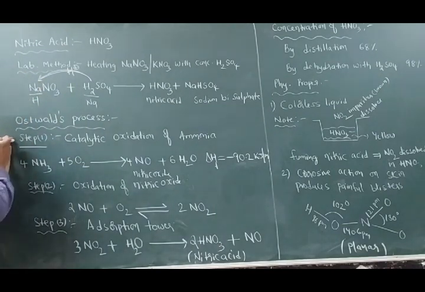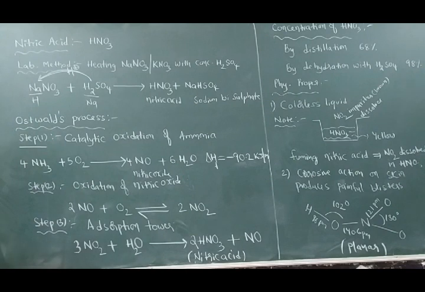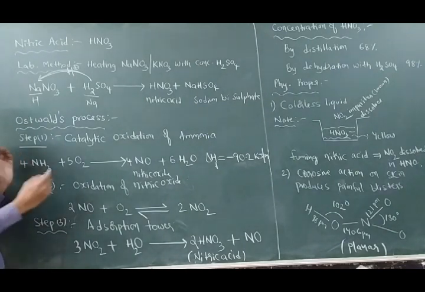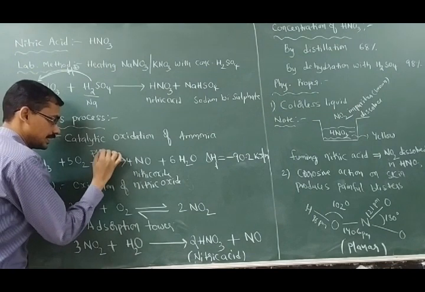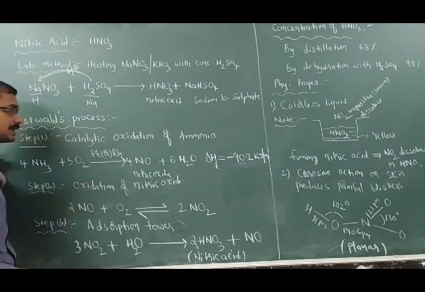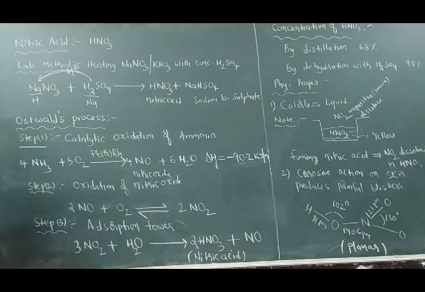Next, the Ostwald process. In the Ostwald process, we'll take three steps. The first step is what? By using a catalyst. Here, as the catalyst we use platinum or rhodium. So in the catalytic oxidation, what happens here? Ammonia undergoes oxidation in the presence of the catalyst.